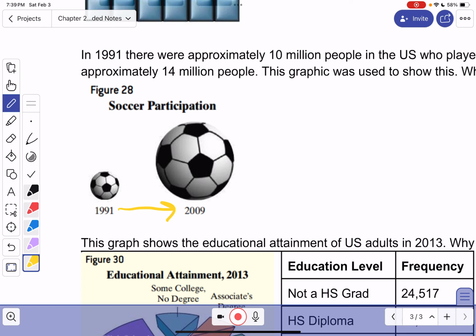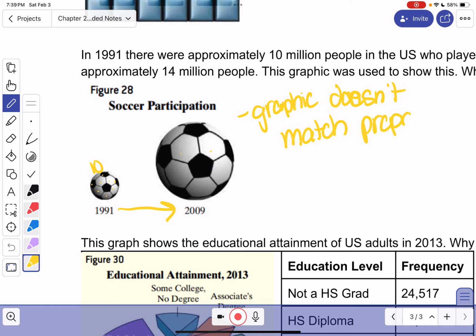That's true. But if this is 10 million people, let's say each of these squares, 1, 2, 3, 4, 5, 6, 7, 8, maybe a million people. So this one should only be like 4 squares bigger, and it's way bigger. So the graphic change doesn't represent the proportion. It doesn't match the proportion of change.